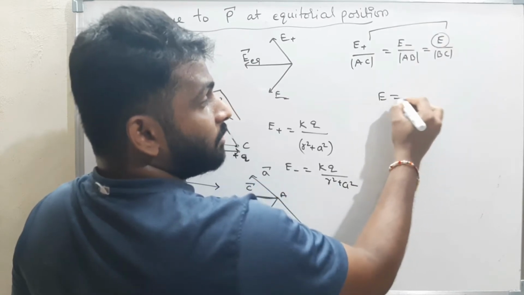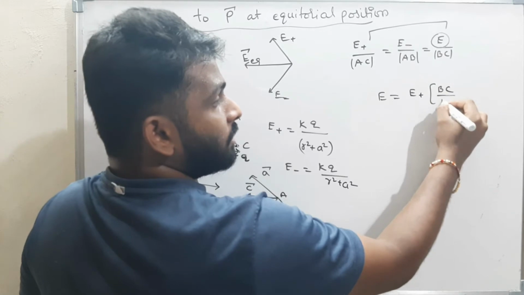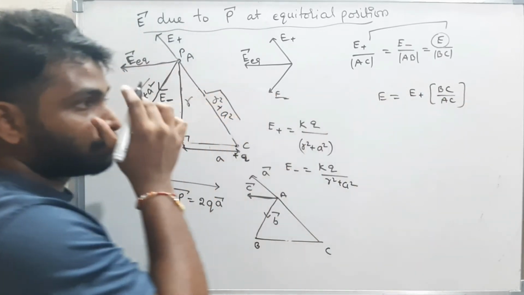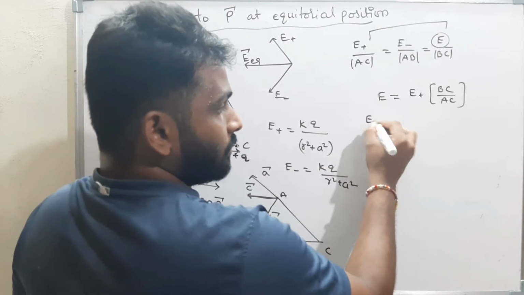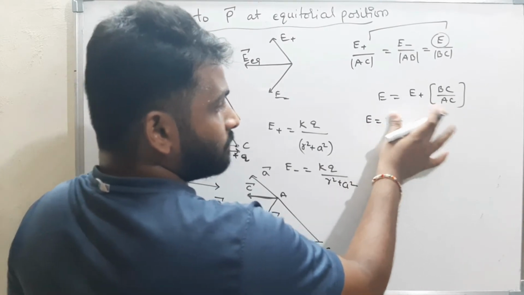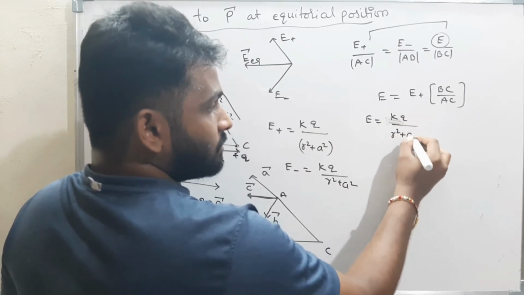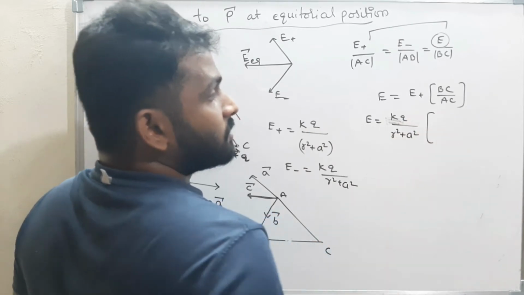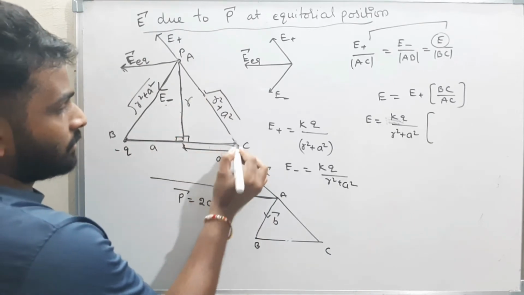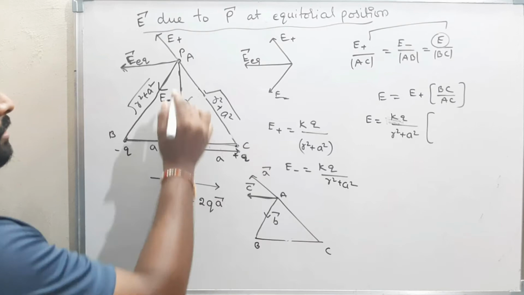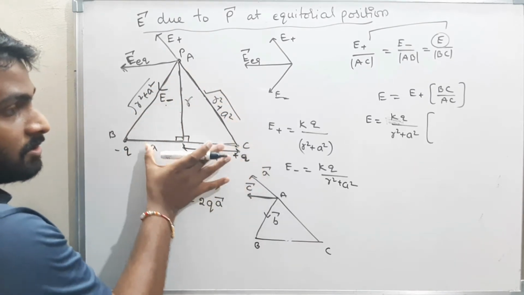What is E? E is nothing but E plus into BC by AC. Therefore, E is equal to E plus, which is nothing but K Q by R square plus A square into BC by AC. Where is BC? This is BC. And what is AC? AC is AC. BC is 2A.